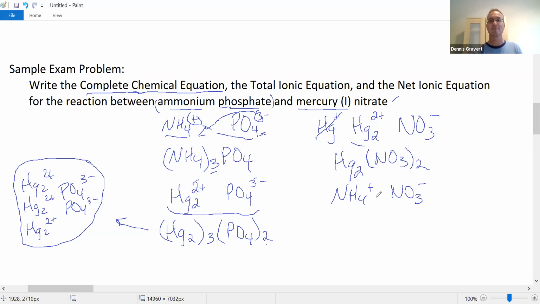Ammonium nitrate. Hey, this is nice. The +1, -1, they already match. The formula for ammonium nitrate is simply NH4NO3. No parentheses needed. Just smash all those letters and numbers together.